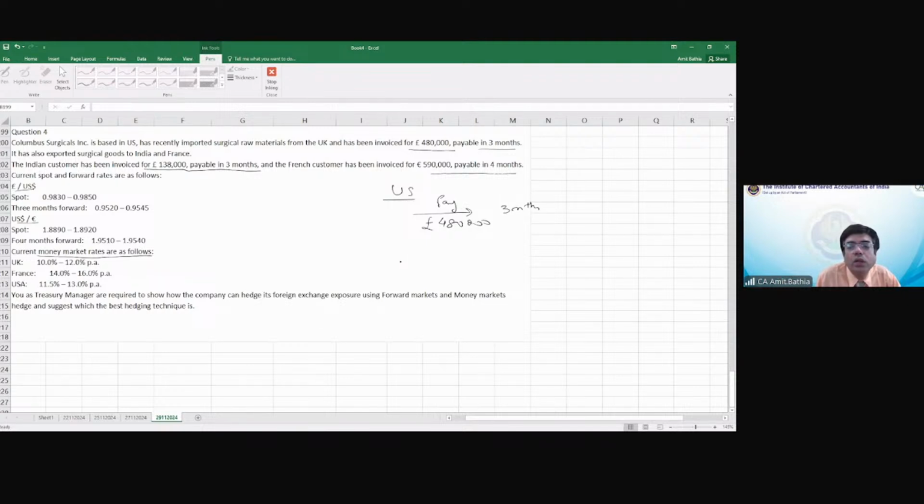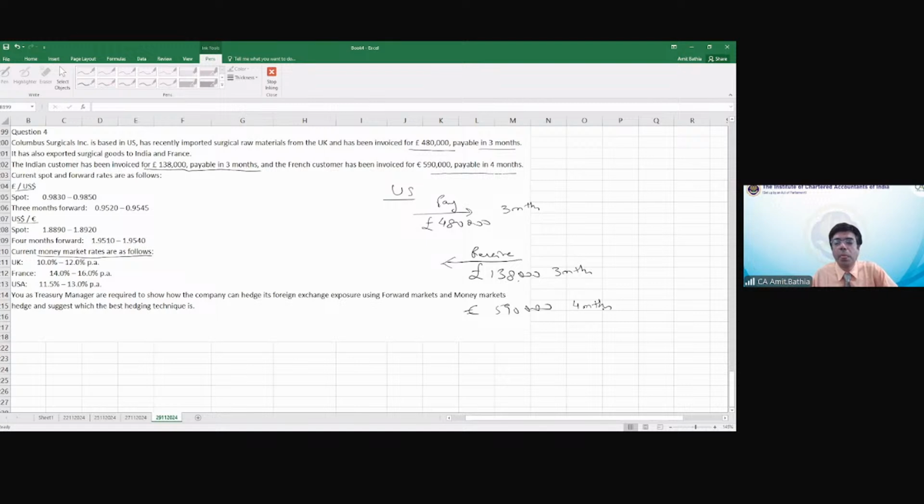Further, you are told you are going to receive some money. How much are you going to receive? An Indian customer has been invoiced for pound 138 for 3 months. And then I am also going to receive euro 590,000 in 4 months.